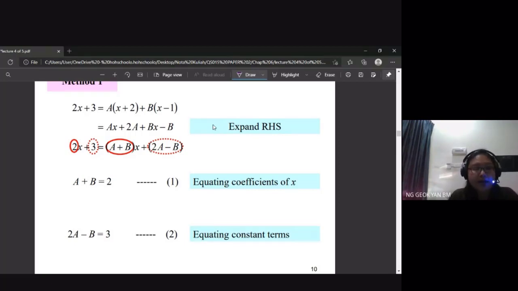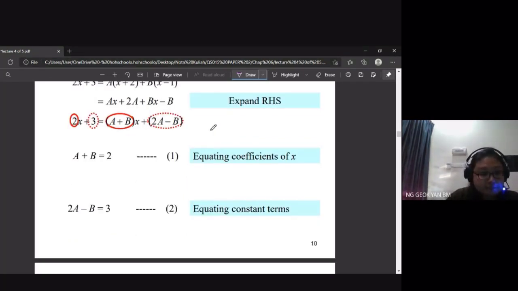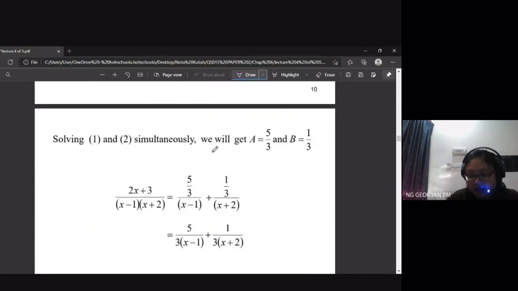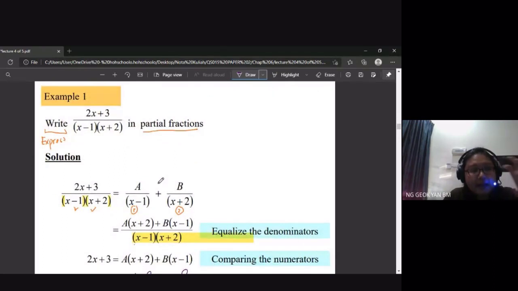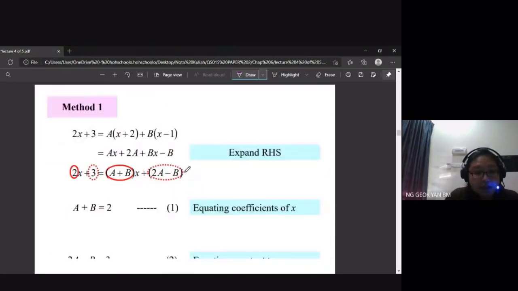Here you can see I circled with a solid curve, and the other one is the dotted curve. The solid curve is the coefficient of x. So you get A plus B equals 2. The dotted one is the constant. We equate the constant, so you get the second equation. It is very complicated because you have to solve simultaneous equations. So you solve it simultaneously and you get the answers A and B. And then after that, substitute back into the decomposition step that you already did here. The values of A and B are found, then you substitute them back here. Then the whole process of partial fraction is done. Okay, this is method one.